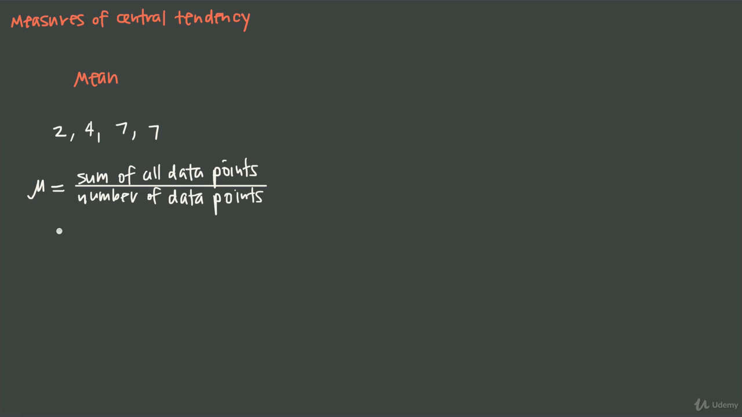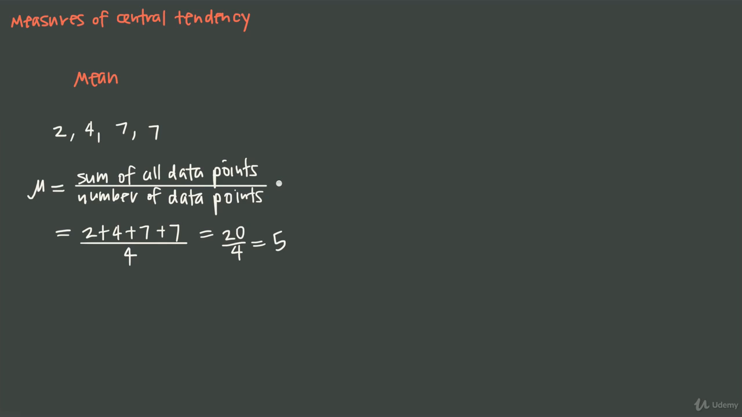So in the case of our data set here, we would add up all of the data points to get the numerator. So we would say 2 plus 4 plus 7 plus 7, and then we would divide that by the number of data points we have. We have 1, 2, 3, 4 data points, so we would divide that by 4. The result there is 2 plus 4 is 6, plus 7 is 13, plus 7 is 20. So we would end up with 20 over 4, or 5. So the mean of this data set is 5.